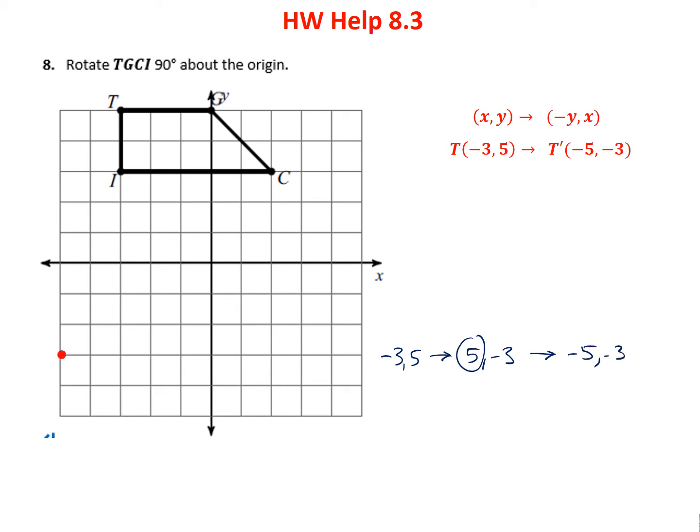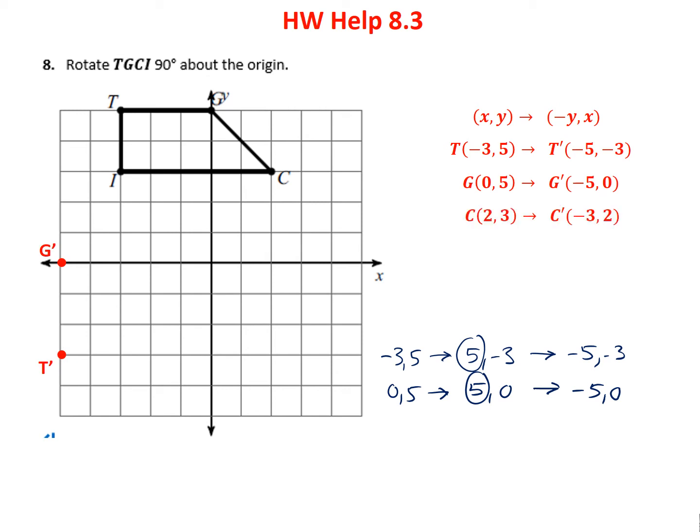And we plot that point here, T prime down there. The next point, G, is (0, 5), so I switch them, (5, 0), and the opposite of that is going to be (-5, 0). So there's our next point there.